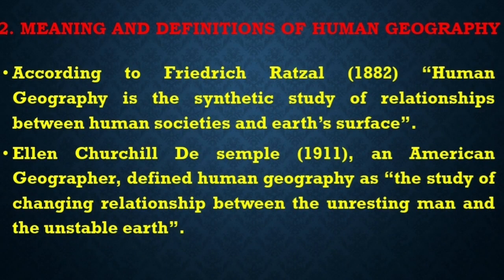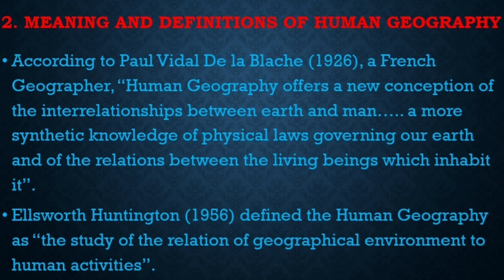Some of the outstanding definitions given by various scholars are as follows. According to Friedrich Ratzel, human geography is the synthetic study of relationships between human societies and the surface of the earth. Ellen Churchill Semple, an American geographer, defined human geography as the study of the changing relationship between the unresting man and the unstable earth. Paul Vidal de la Blache, a French geographer, defined human geography as offering a new conception of the interrelationships between earth and man, a more synthetic knowledge of the physical laws governing our earth and of the relations between the living beings which inhabit it.